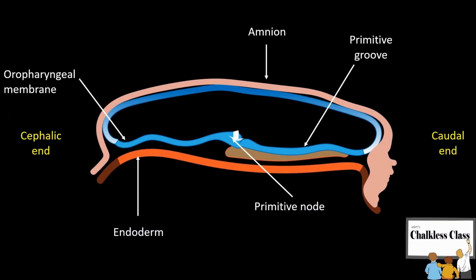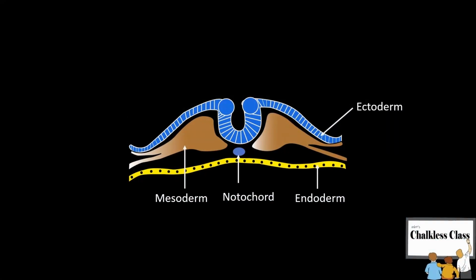The precursor mesodermal cells from the cephalic end of the primitive streak move into an embryonic disc and form the notochord. Notochord is a solid structure, forms dorsal to the gut. The formation of the notochord is called notogenesis. The process of formation of the neural tube is called neurulation.